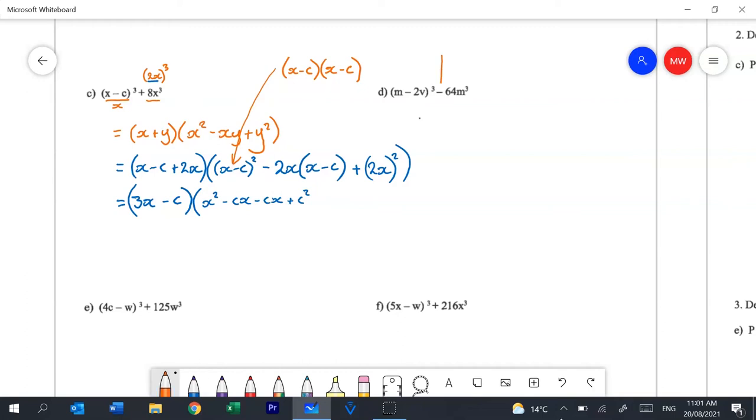Now I'm up to this part. Minus 2x times x makes minus 2x squared. And minus 2x times minus c makes positive 2cx's. And then on the end there, I've got 2x squared, which makes 4x squared. Remember that little indice applies to both 2 and the x. All right, let's clean it up.